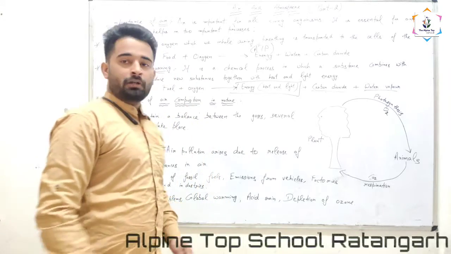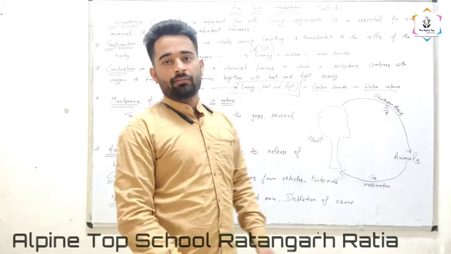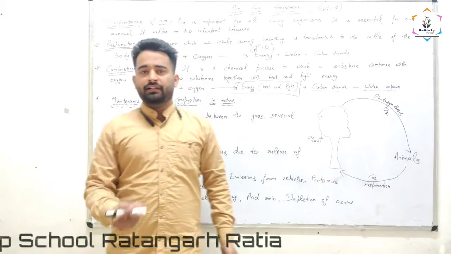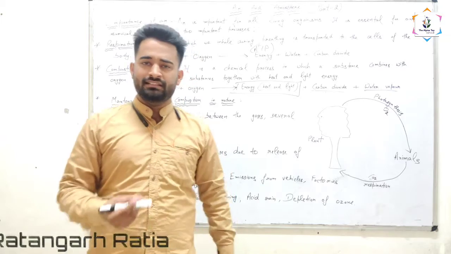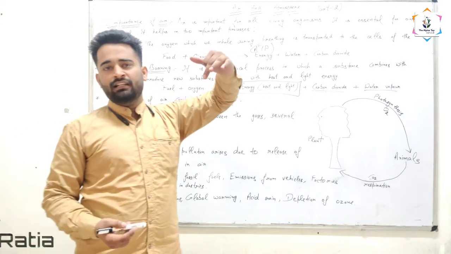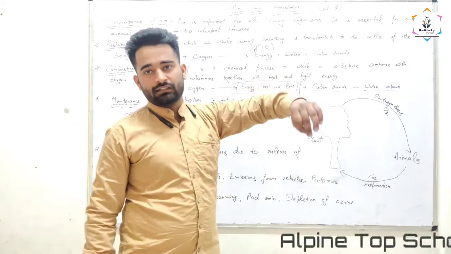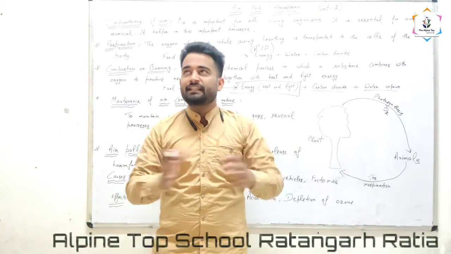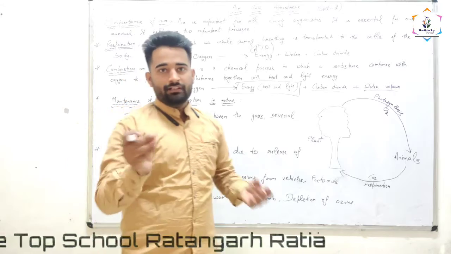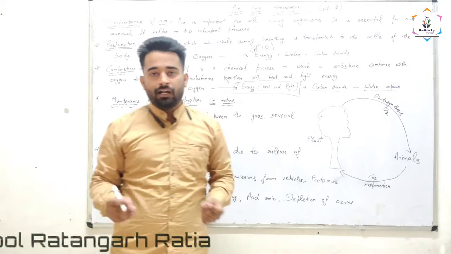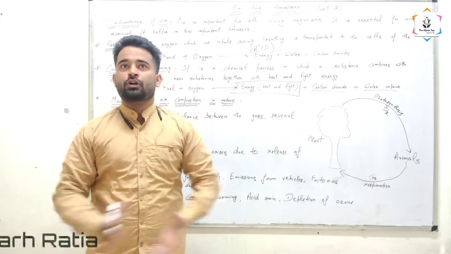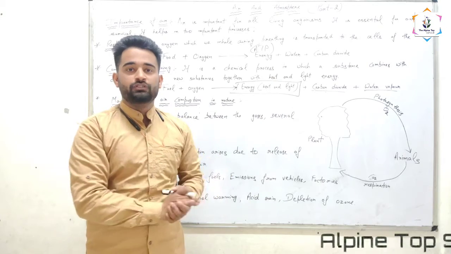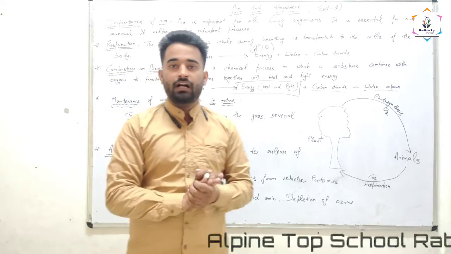Next thing is global warming. What is the meaning of global warming? Methane and carbon dioxide are the greenhouse gases. As the sunlight comes to the earth, what happens? Those gases trap the heat energy and increase the temperature of the earth. What is the meaning of global warming? Global warming means increasing the temperature of the earth with the help of greenhouse gases.